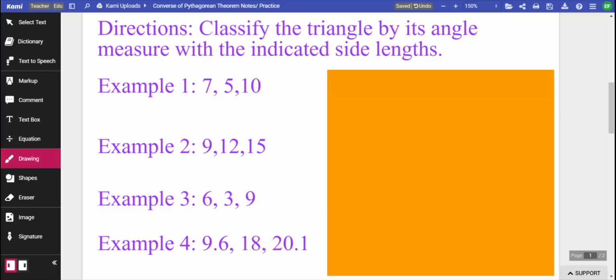So let's go ahead and go through some of the practice problems down here. You'll see sets of problems just like this on any sort of practice or an assessment. You'll be asked to classify the triangles by their angle measures with indicated side lengths.